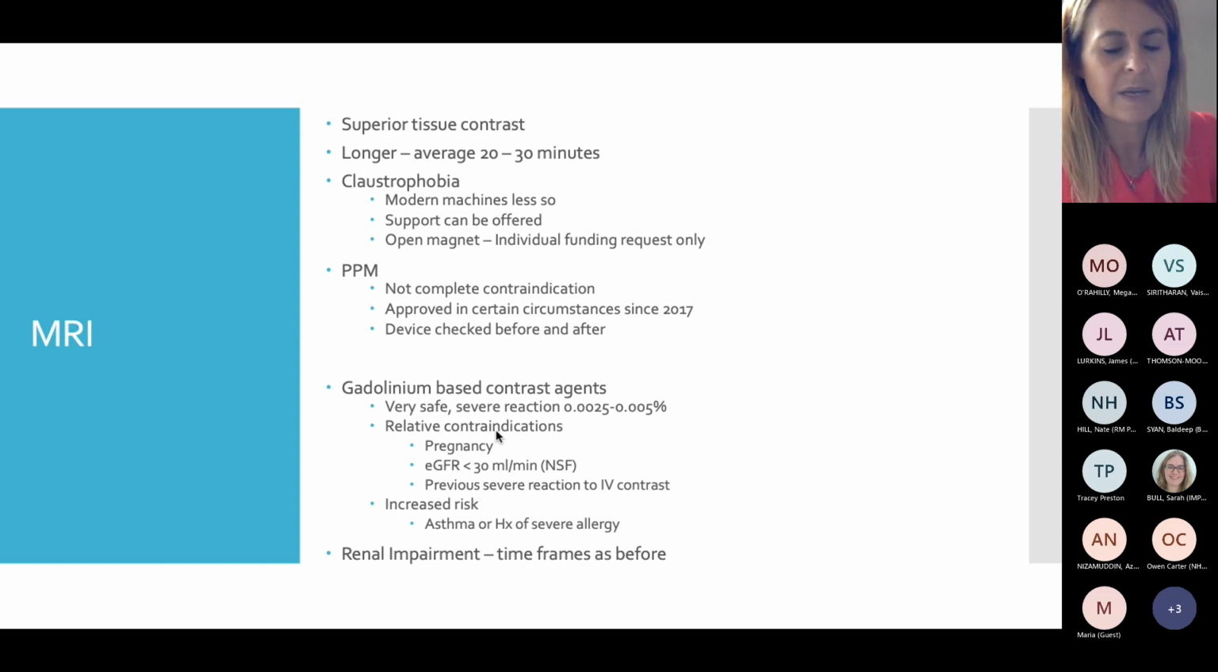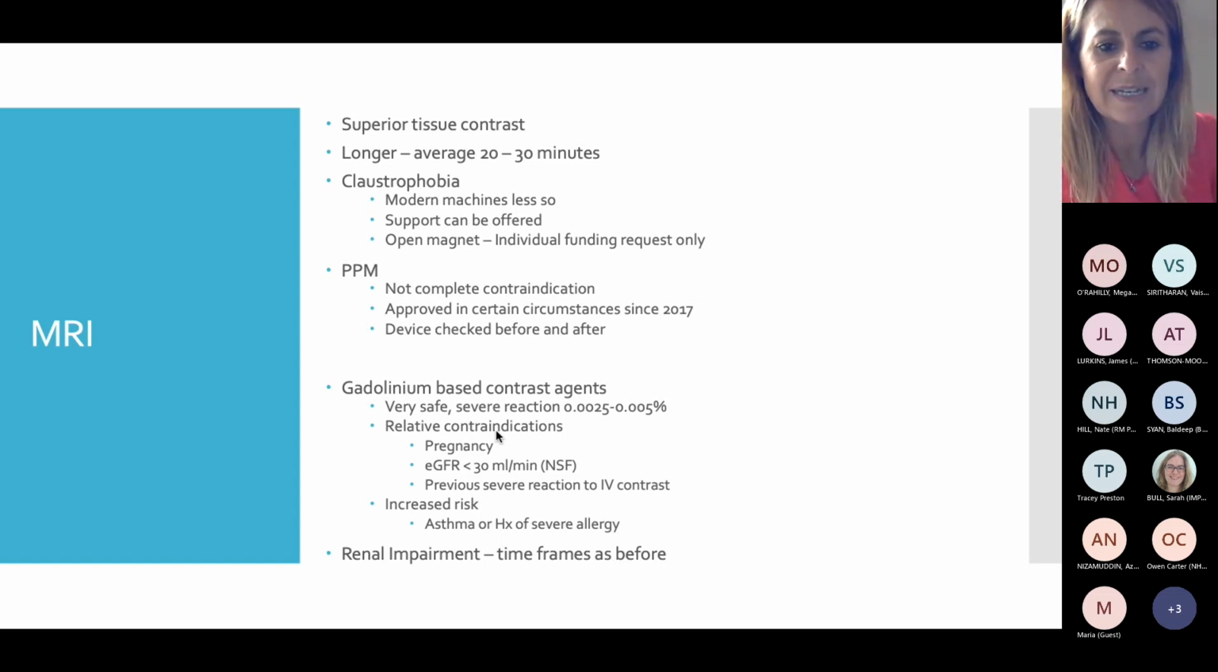Pacemakers are not complete contraindications anymore. They've been approved in circumstances since 2017, but they do require a lot more time and a lot more process around it. The consent process is longer. The pacemaker has to be turned off, checked before and after, and so it takes a lot more coordination and uses up a lot of time on the scanner and in the hospitals. So we do ask that it is reserved for the times when it really is needed, but we do them.